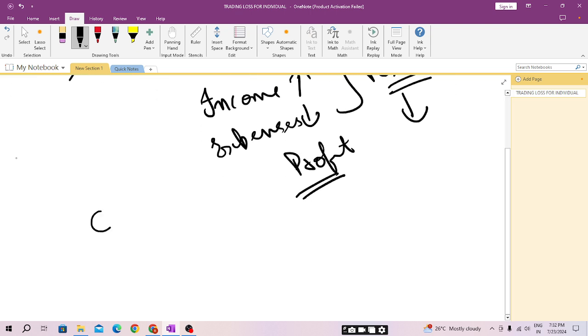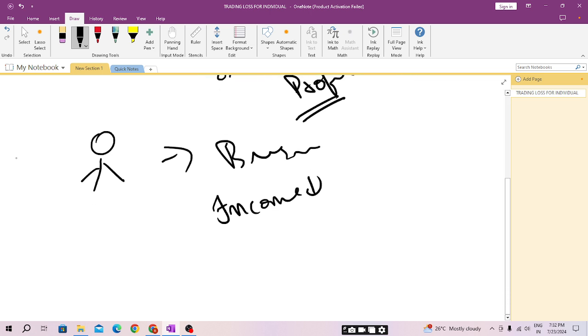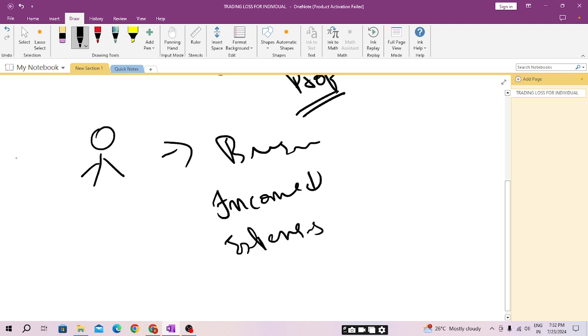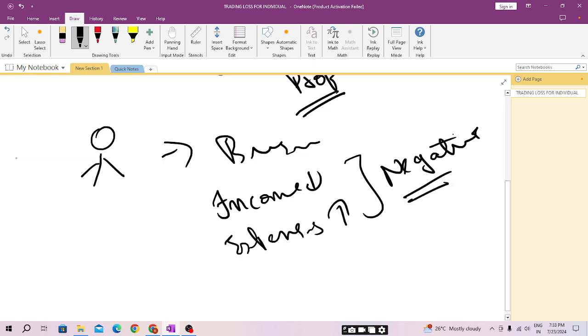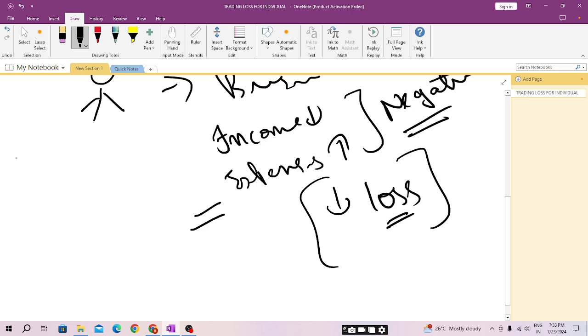Now students, if an individual is carrying out a business and his income from the business is low when compared to his expense, the overall net figure will be negative. This will be a case of loss. So when a person is carrying on his business and his income is less when compared to his expense, the business is incurring loss. I hope this is clear.